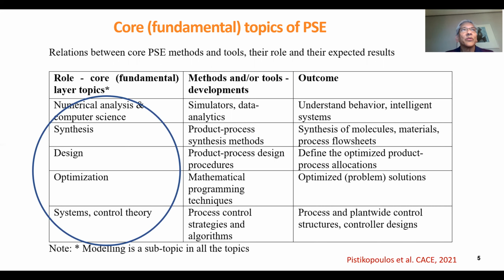So why do we need these topics? These topics help us to develop methods and tools. So for example, numerical analysis and computer science results in simulators, data analytics; synthesis helps us to develop product process synthesis methods; design, product process design procedures; optimization, and so on. And then the application of these methods and tools is the outcome, that is the last column.